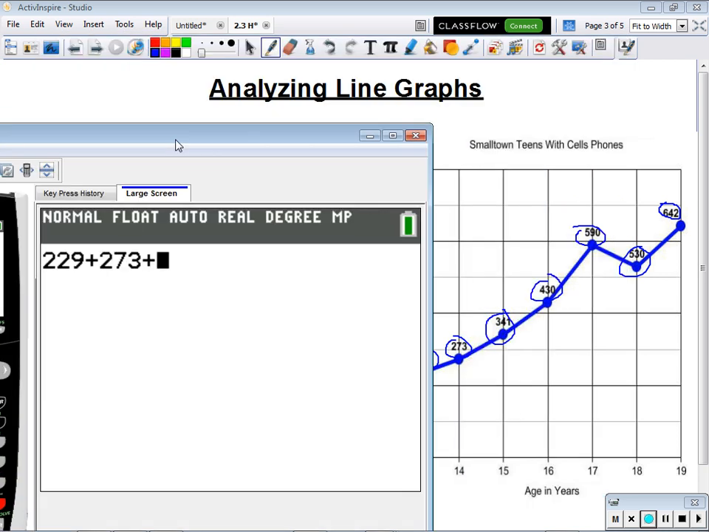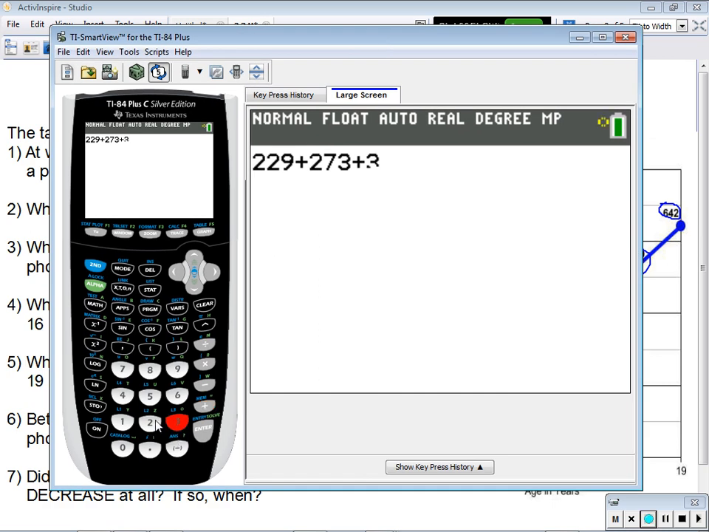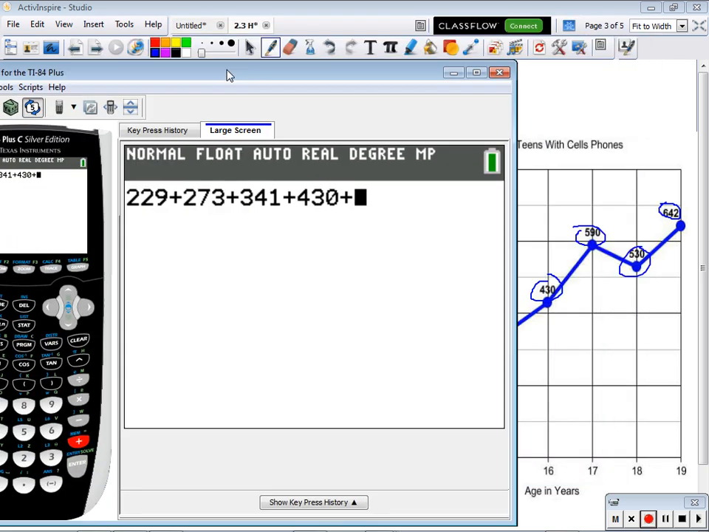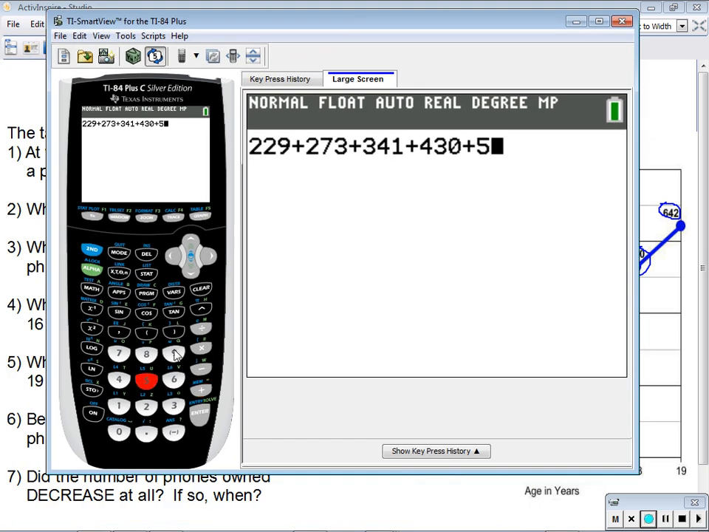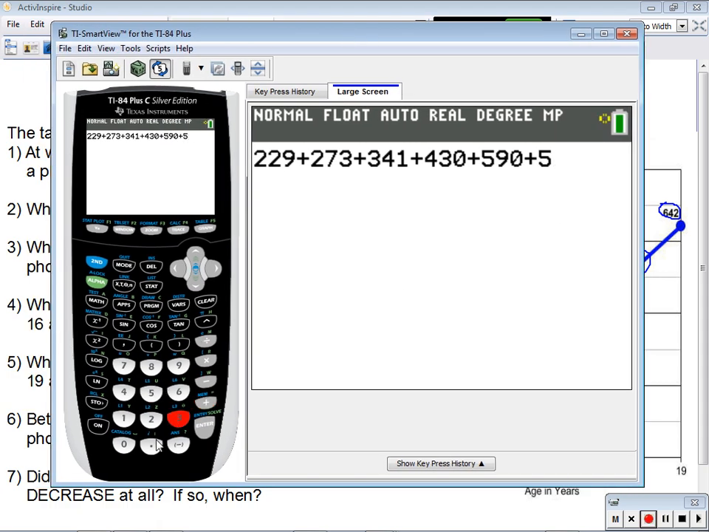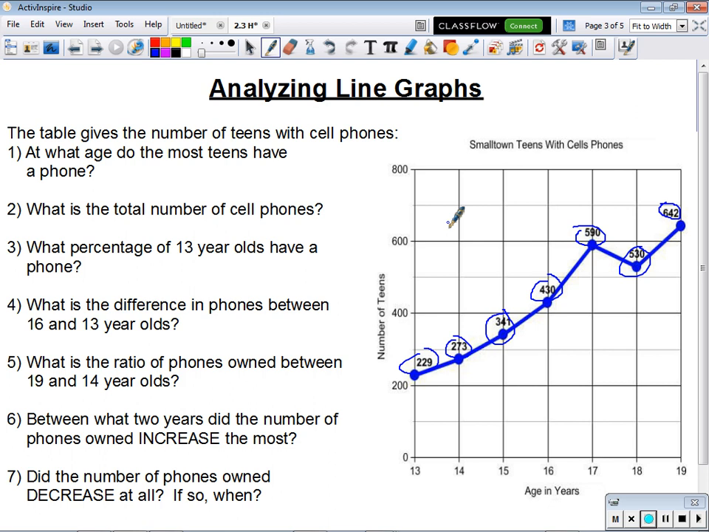plus the 15-year-olds, which would be 341, plus for the 16-year-olds, I got 430, and then for the 17-year-olds, I have 590. For the 18-year-olds, I have 530. And then for the 19-year-olds, I have 642. So when I add those together, I get 3035. So that's the total for this. 3035. And I'm going to need that to answer any kind of questions that come up about percentages. So that's the answer for number 2.